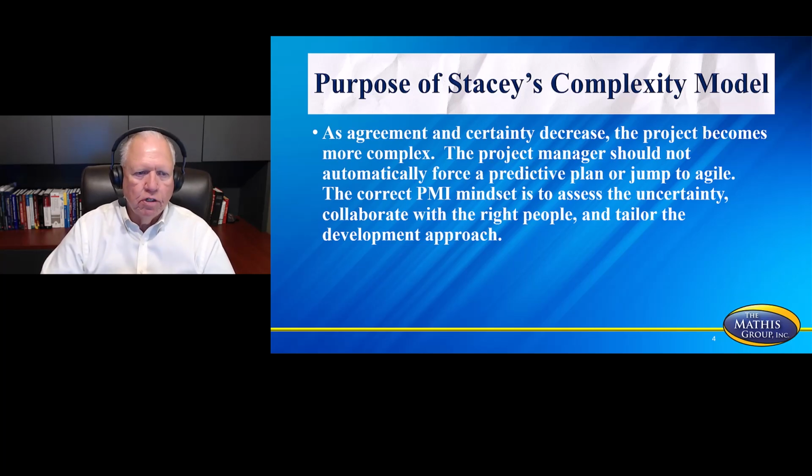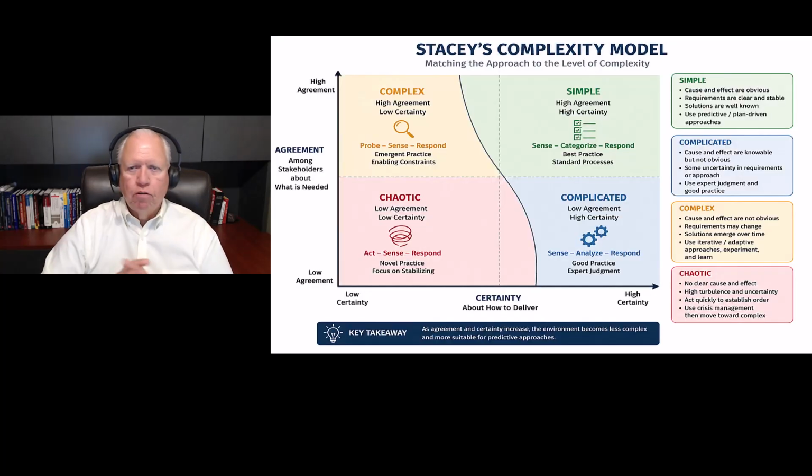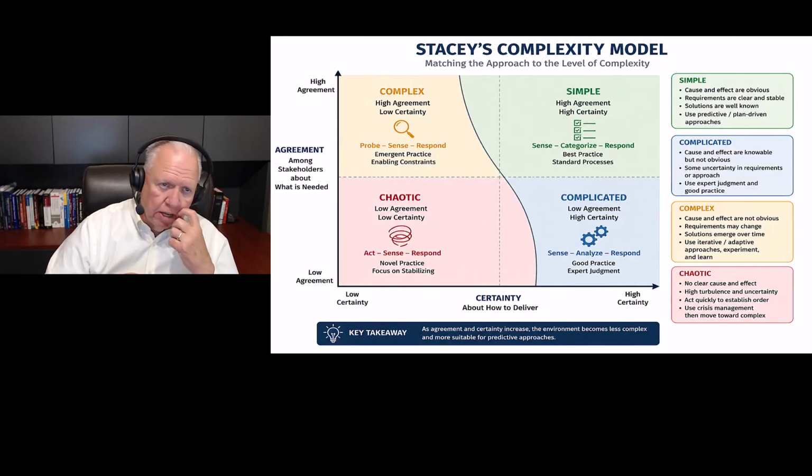So the project manager should not automatically force a predictive plan or jump to agile. The correct PMI mindset is to assess the uncertainty, collaborate with the right people, and tailor the development approach. And that's going to make more sense on the actual test as well. So this is what we're talking about with the Stacey complexity model.